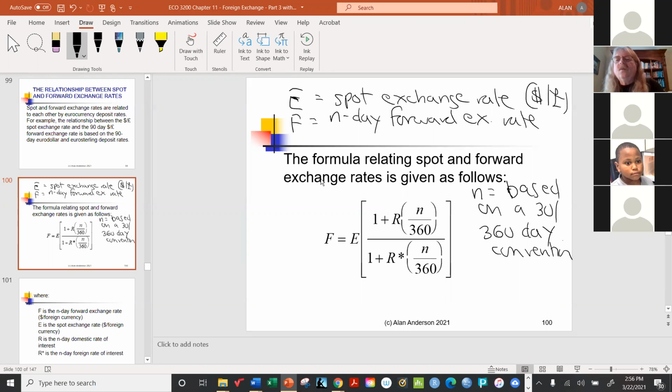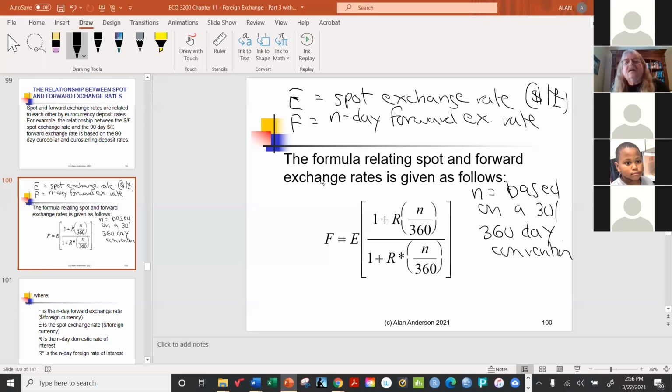Okay, so there's different ways that interest rates can be calculated. There's about 4 or 5 that are standard. This is one of them, 30/360. That means each month is treated as if it had 30 days, and each year is treated as if it had 360 days. So if, for example, we have a 90-day forward exchange rate, that would be the equivalent of a quarter of a year, basically.